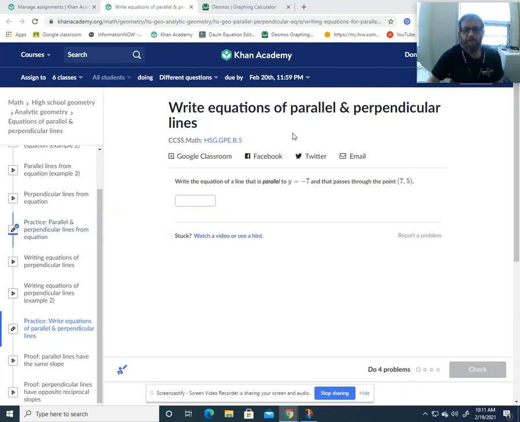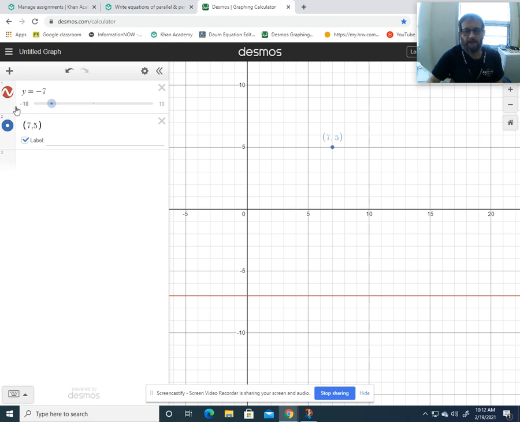Okay, write equations of parallel and perpendicular lines. The first one says write the equation of the line that is parallel to y equals -7 that passes through the point 7, 5. So what I did was I went over to Desmos and I graphed the line y equals -7 and I plotted the point 7, 5.